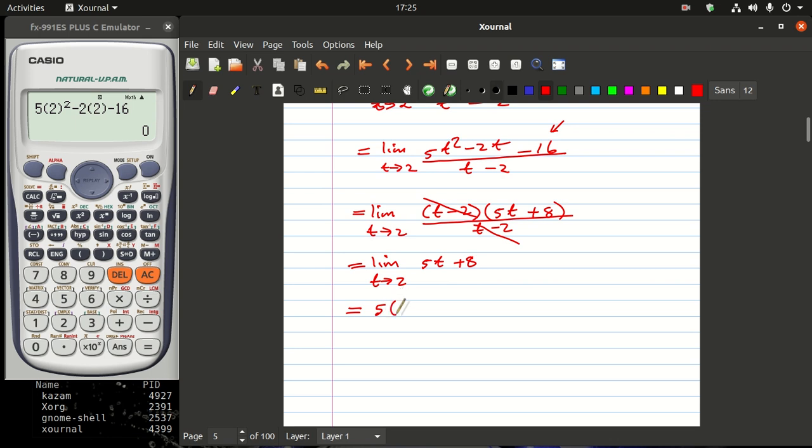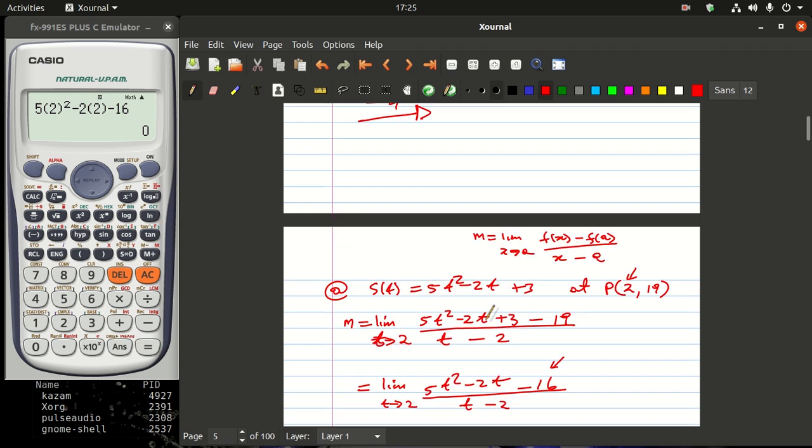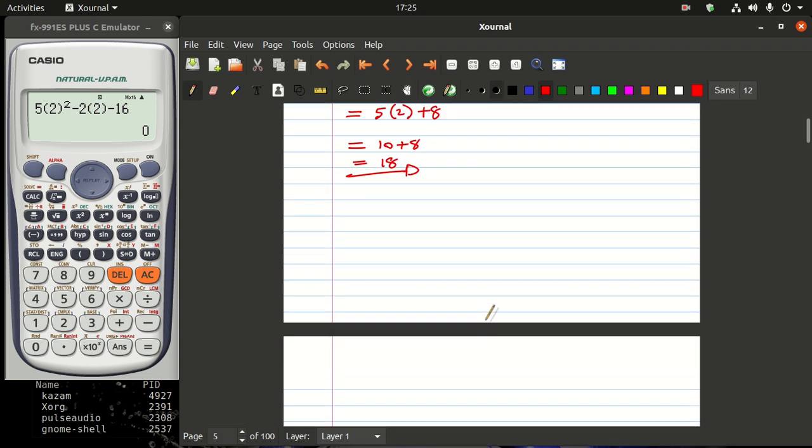So we end up saying 5 times 2 plus 8. And now we have a nice thing here, which is 10 plus 8, or actually 18, right? So that's how we end up dealing with this nice example here, which is A.